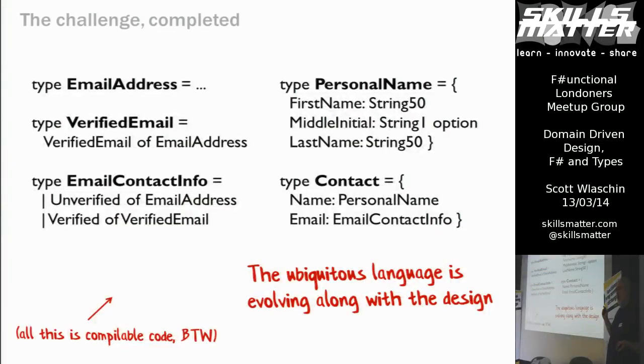By the way, this is compilable code, as always. This is not a UML diagram. This is not a comment. This is not an architecture document. This is code, right? This is code and documentation in one thing.